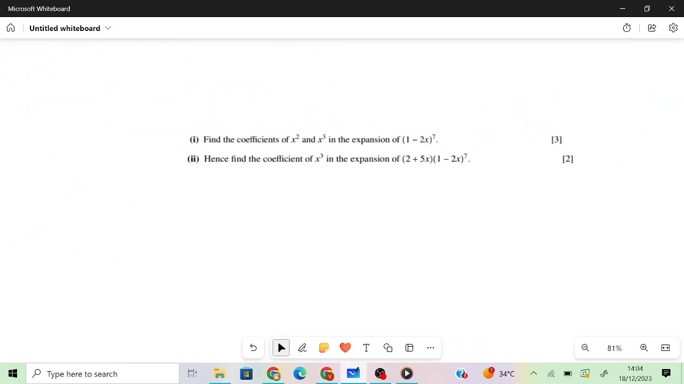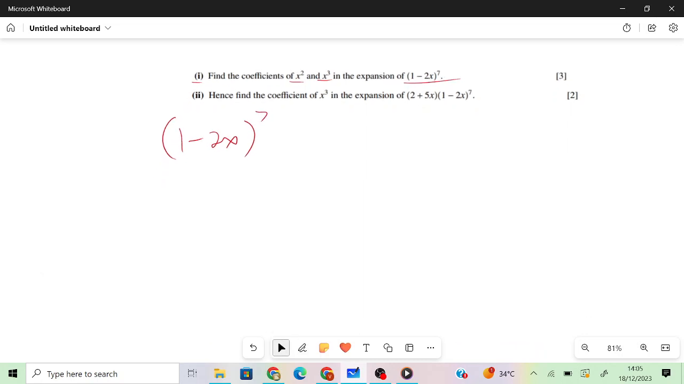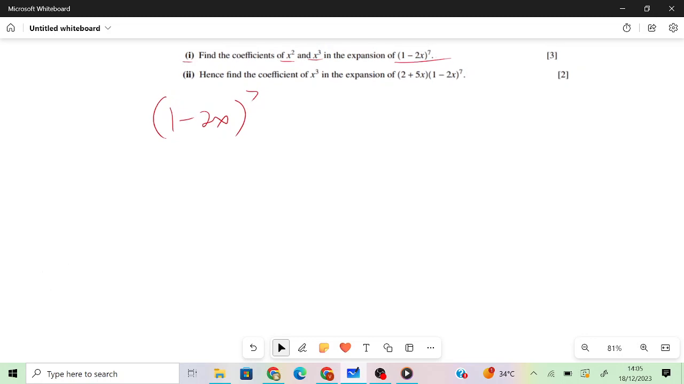The next question says, part I, find the coefficients of x squared and x cubed in the expansion of 1 minus 2x all to the power 7. I'm wanting to find the coefficients of x squared and x cubed. Now I could directly go ahead and find x squared and x cubed, but just for the sake of explaining this topic in detail, let's take it all step by step.